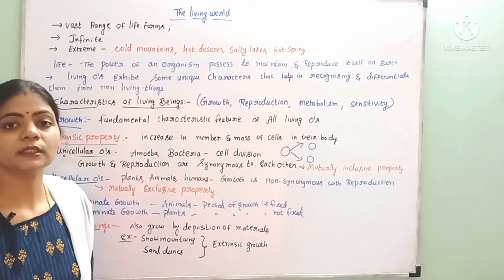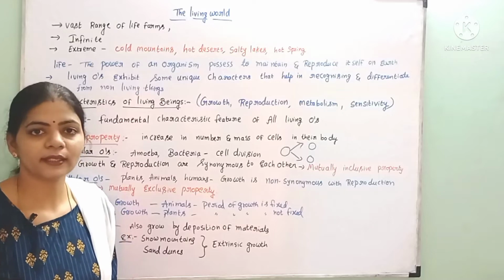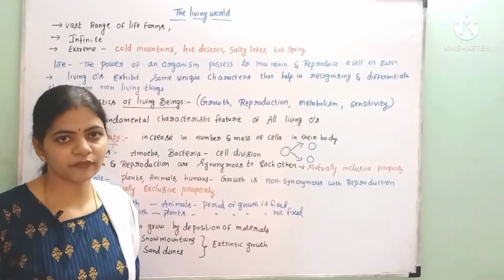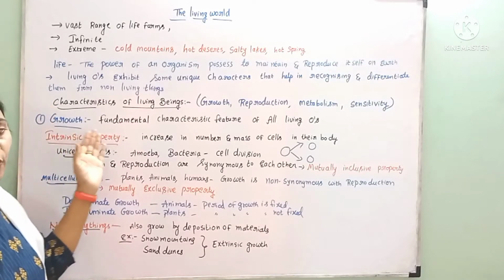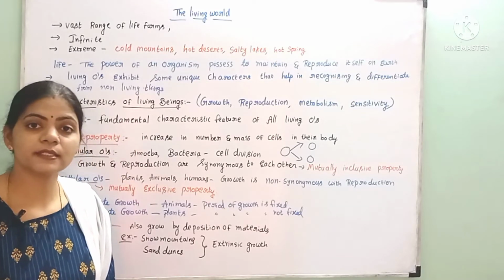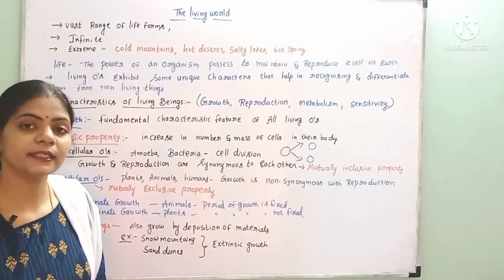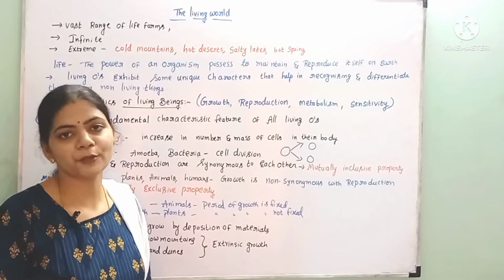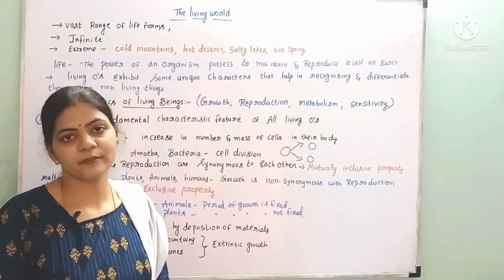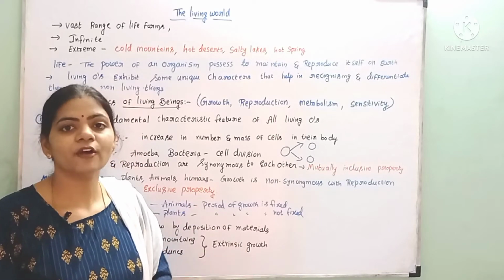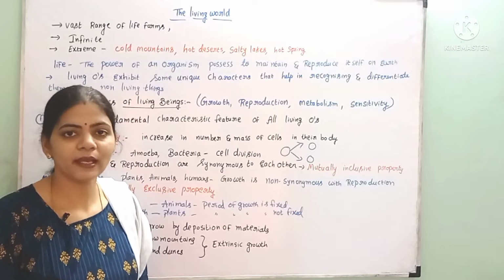We know on earth a vast range of living organisms are present. And the number of these living organisms is infinite. That means we cannot count how many plants are present, how many animals are present. The number of living organisms is infinite.